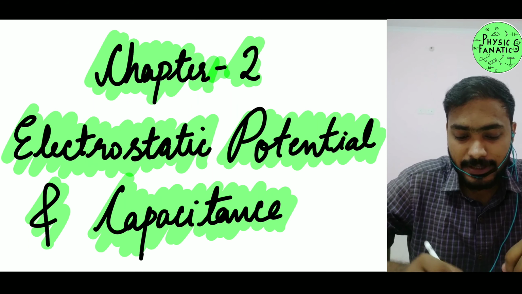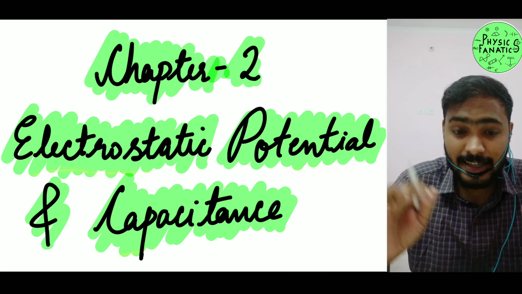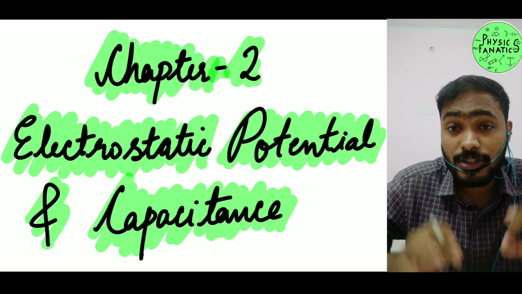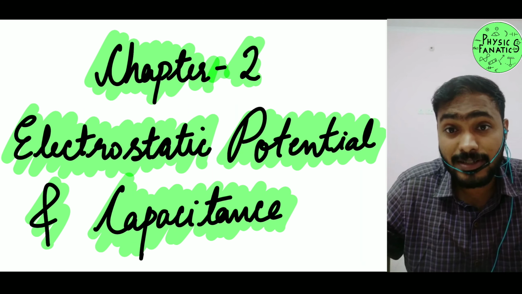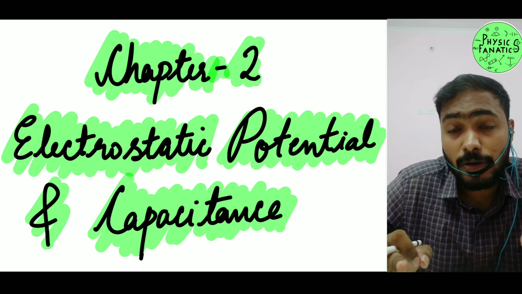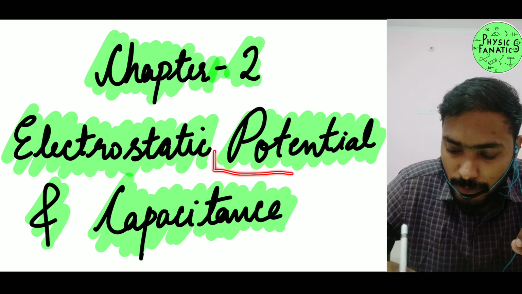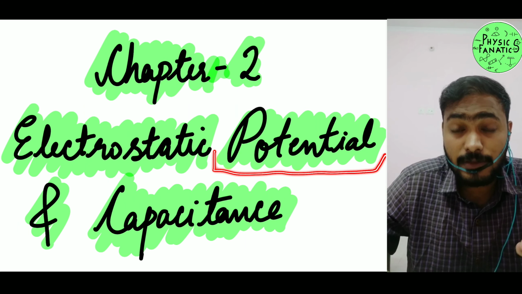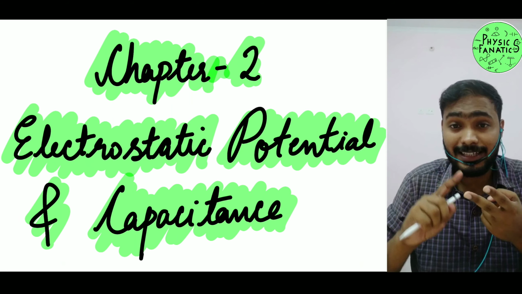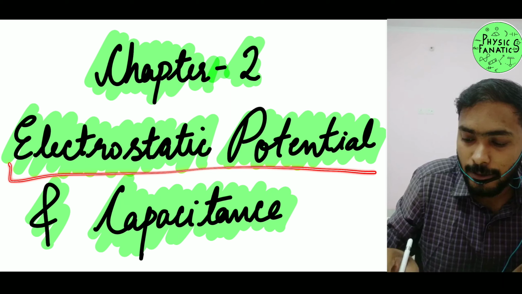So this chapter is known as electrostatic potential and capacitance. As the name suggests, electrostatic means we are again talking about charges which are at rest. In this chapter also we will be talking about charges when they are at rest. We are going to talk about a new term known as potential. In our first chapter we talked about electrostatic force and electric field. In this chapter we will talk about electrostatic potential.